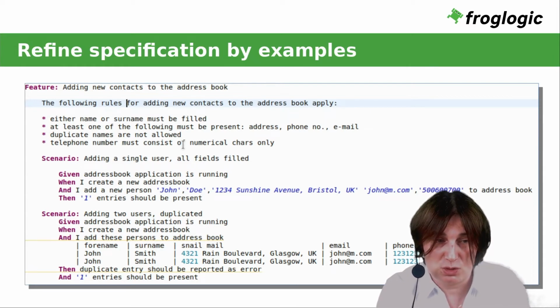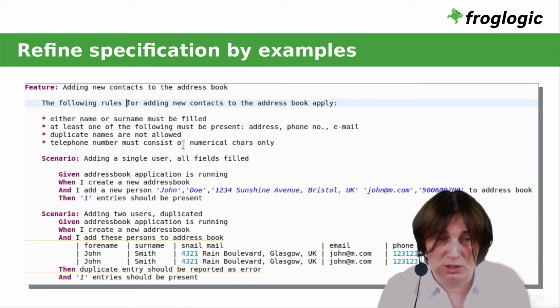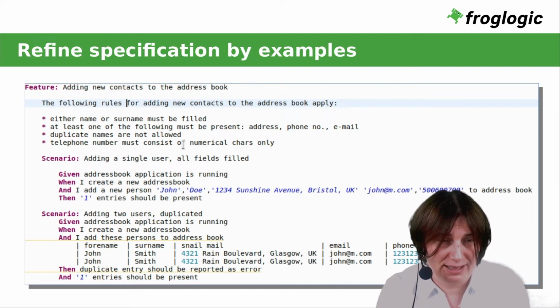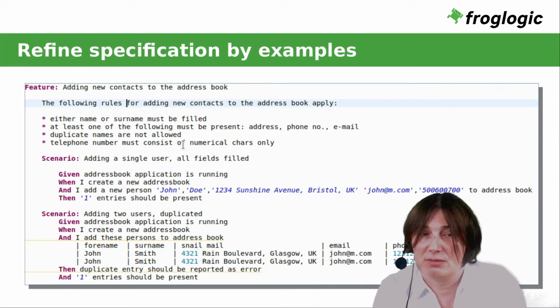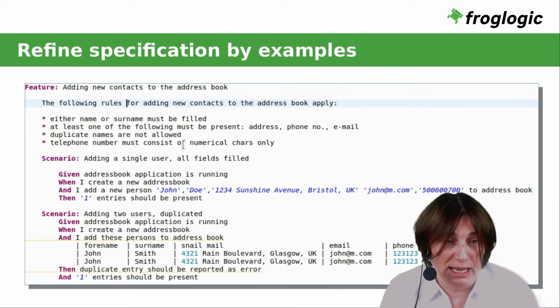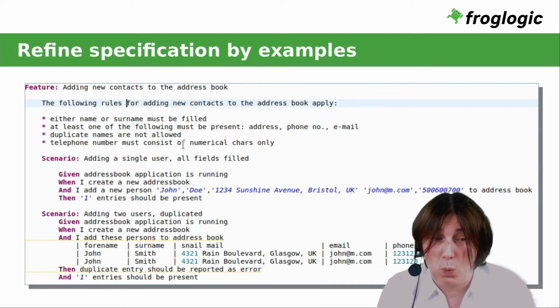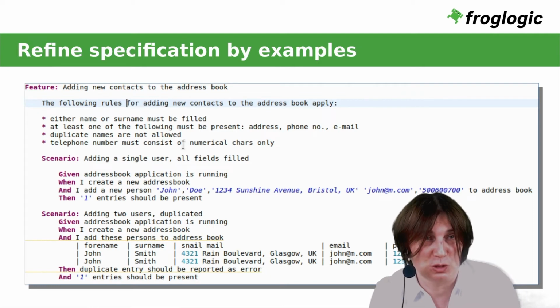And we focus on the behavior, what is happening, what is going on, and we skip the technical details. So we know that we add the persons to the address book, but we don't specify the user interface details, like the text fields we are going to fill. And also the output is specified in a very simple way. And yes, we know that the error is reported, but we are not focusing on the details of how this error is going to be reported.